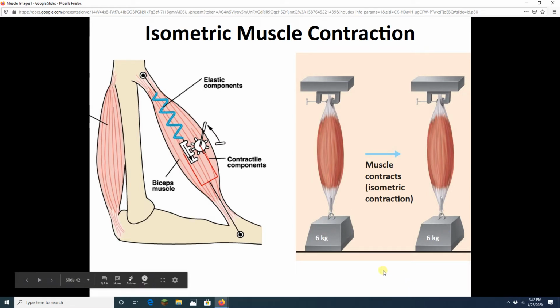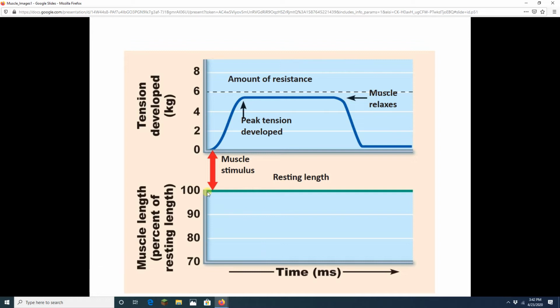If we look at a graph, the length graph never changes. That's why it's isometric, same length. The tension looks kind of like a normal isotonic tension graph, but here's the thing. The amount of tension developed by the muscle is less than the load. So the load never moves, and that's why the muscle never changes its resting length.